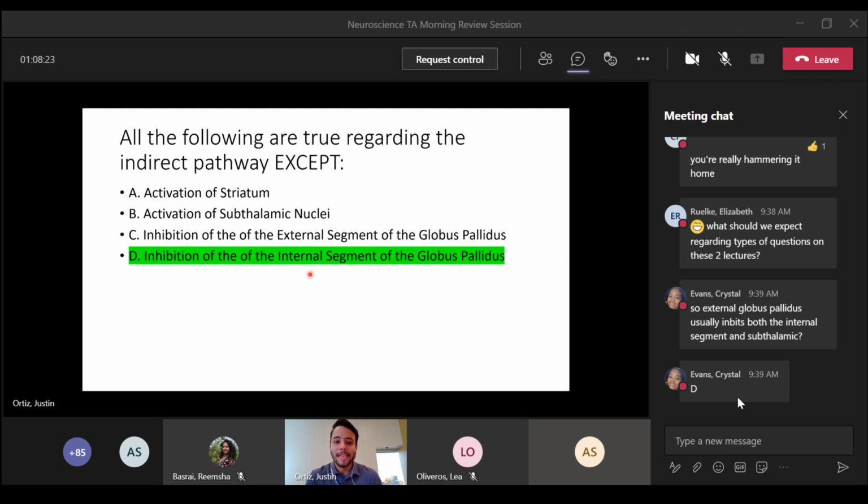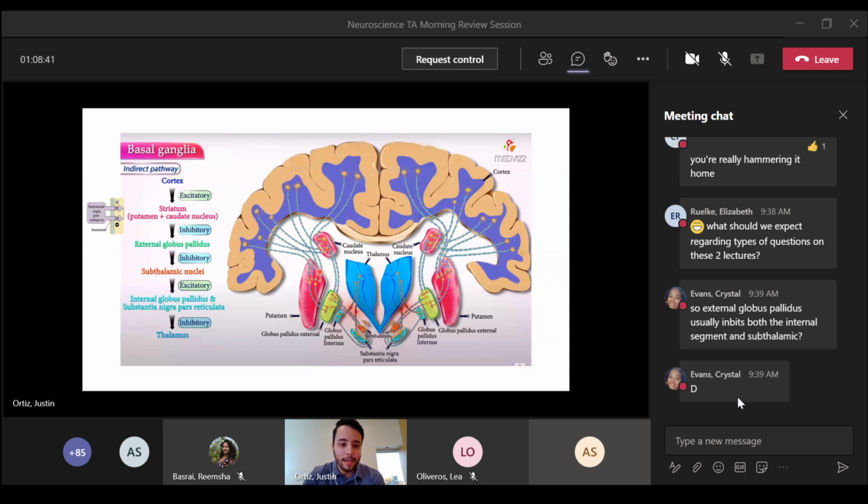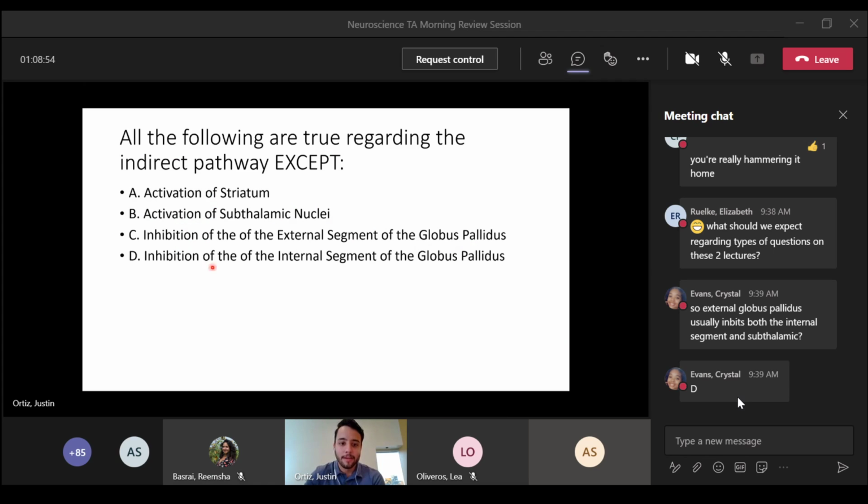Inhibition of the internal segment of the globus pallidus, because if you inhibit the globus pallidus internus, that's going to lead to excitation, which is not what we want. That's going to be down the direct pathway, right? I can show you on this last slide. Typically we want to excite the globus pallidus internus so that it can inhibit the thalamus, right? Because if you excite the globus pallidus internus, you inhibit the thalamus. So that's why we do not want to inhibit the globus pallidus internal segment. D.